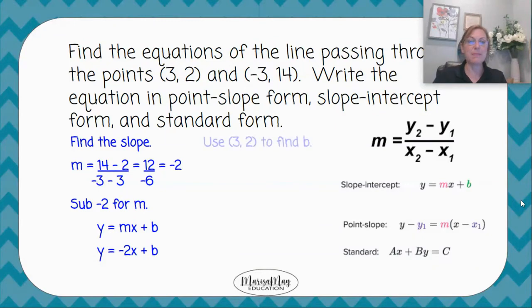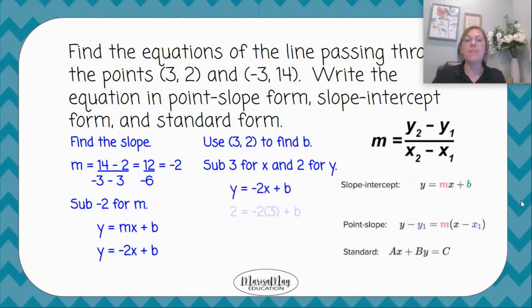So our next step then is to take one of the points. I'm going to use (3, 2) because they're both positive. And I'm going to plug in 3 for x and 2 for y to help me find b. So my equation looks something like 2 equals negative 2 times 3 plus b. You'll notice I put 2 in for y, 3 in for x.